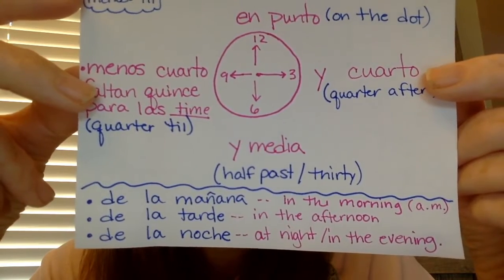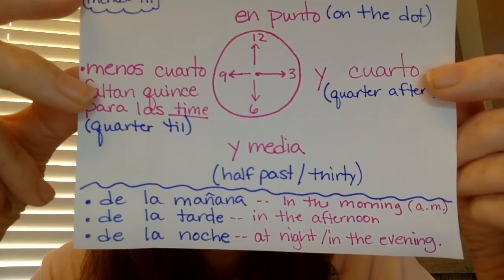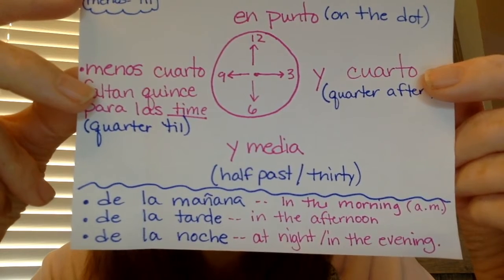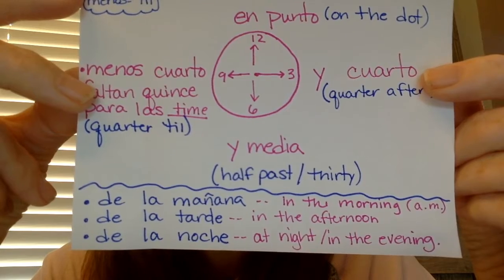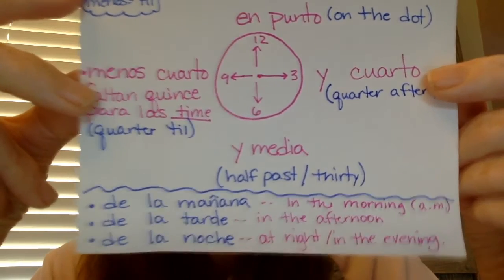For p.m., you need to decide, is it afternoon or is it night or evening? So if it was 10 o'clock, we're going to use de la noche. Son las 10 de la noche. It's 10 p.m. or 10 in the evening. Son las 3 de la tarde. It's 3 in the afternoon, 3 p.m. Okay? So hopefully that gives you an idea of how to tell time.